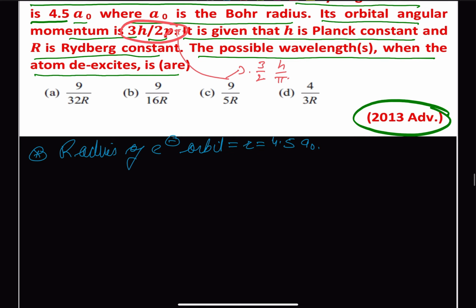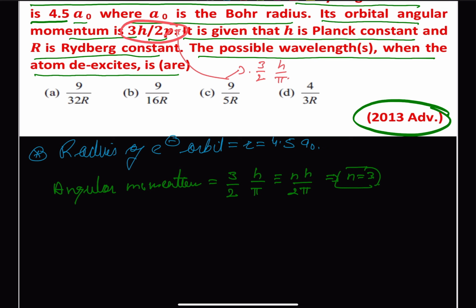And so we are given the angular momentum as 3 by 2 h upon pi. And the general formula for angular momentum we also know is n h upon 2 pi. This gives us that the value of n is equal to 3.